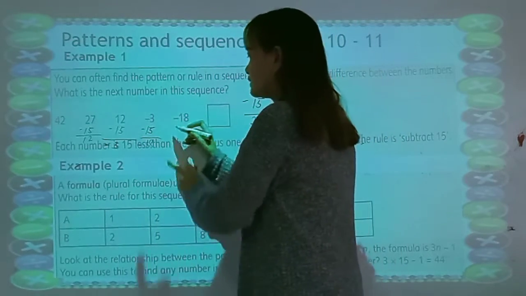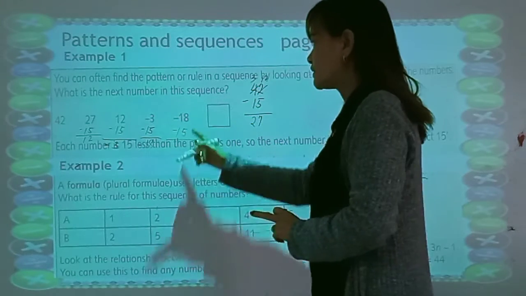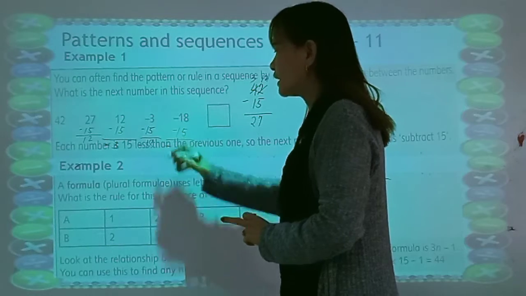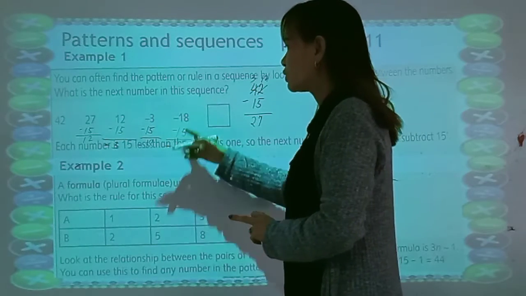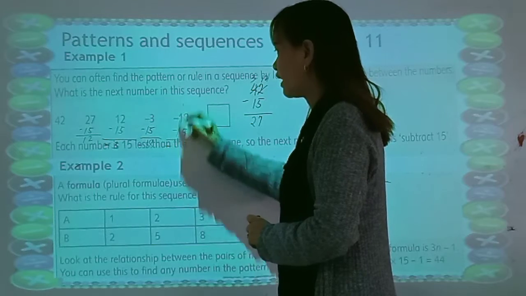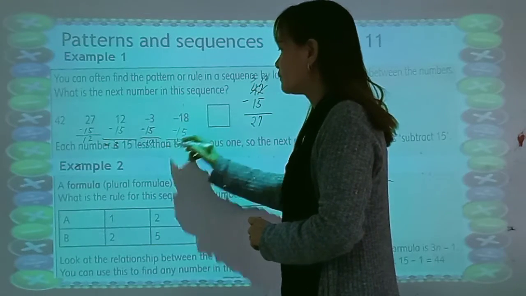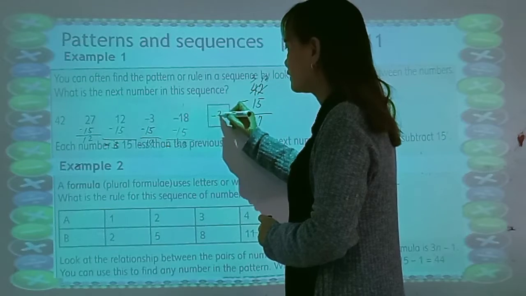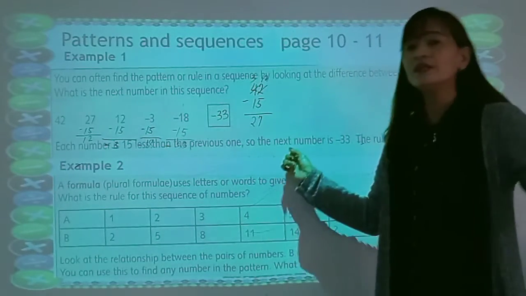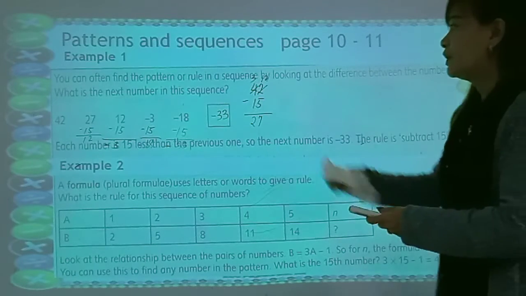From negative 18, we need to add negative 15 again. So see, they are both negative, so the sign is negative. Proceed to addition. 8 plus 5 is equal to 13. Very good, carry 1. 1 plus 1 is 2. 2 plus 1 is 3. Therefore, the next number is negative 33. Can you follow, class? Okay, so this is how we are going to answer the activity or example number 1.